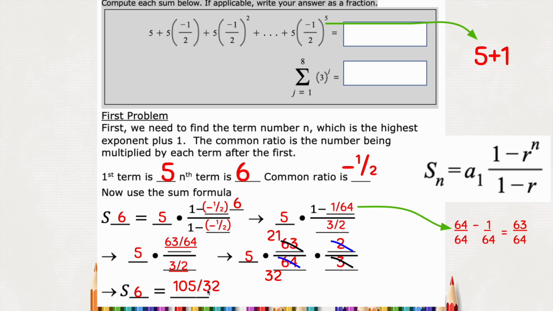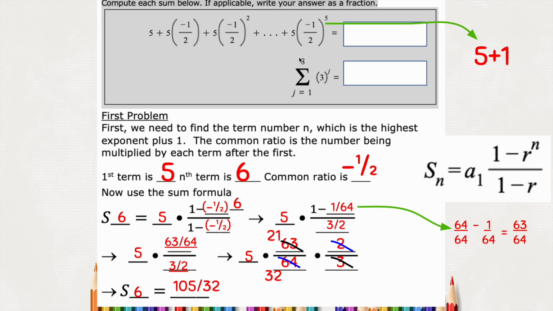And again, Alex is leaving this as a fraction. They have not given me any instructions for rounding. In fact, it says write your answer as a fraction in the instructions. So don't turn this into a decimal. Just leave it as an improper fraction that's simplified as far as you can go. So that's the first problem here.